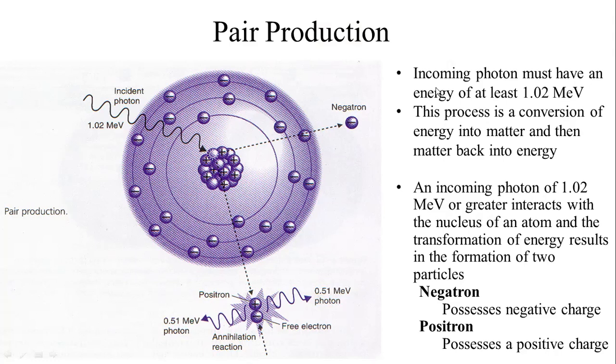So coming to the conclusion: the incoming photon must have an energy of at least 1.02 MeV. This process is a conversion of energy into matter, and then matter back into energy. This is the energy at which the negatron and positron are produced. That means this is the conversion of energy into matter, and when the annihilation process happens, this matter is converted back into energy. So an incoming photon of 1.02 MeV or greater interacts with the nucleus of an atom, and the transformation of energy results in the formation of two particles: the negatron having negative charge and the positron having positive charge, as I have explained before.